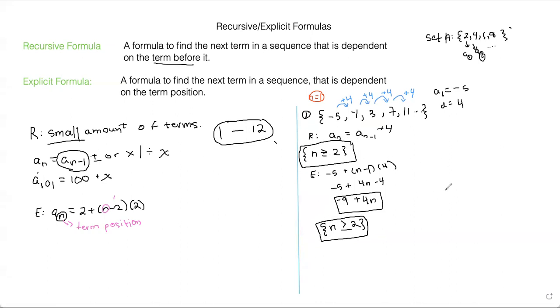Okay, so that is an example of creating a recursive and explicit formula. So just remember that whenever you have a formula, a recursive formula is dependent on the term before it, and an explicit formula is dependent on the term position. So if you have that memorized and if you understand the domain restriction rules, you'll be all set for any question depending on recursive and explicit formula.